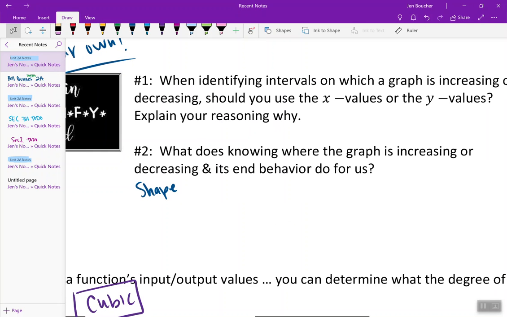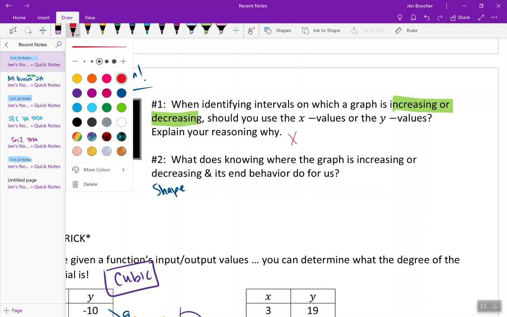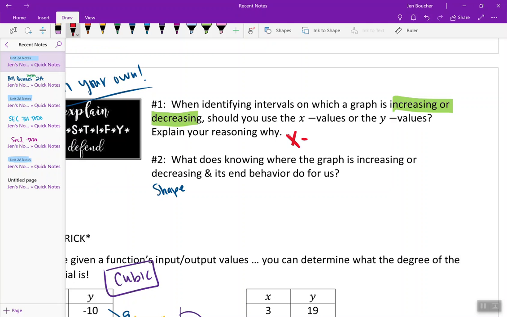Wait, we're going to be doing 5. Yeah. Try it. When identifying intervals on which the graph is increasing or decreasing, so keywords, should you use the x or the y values? If you don't remember, go back to where we talked about increasing, decreasing. Hopefully you wrote it down. You should use which values? Why? Because, yeah, that's part of the domain. What's the y Range.